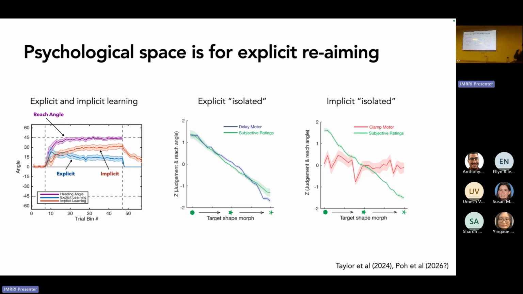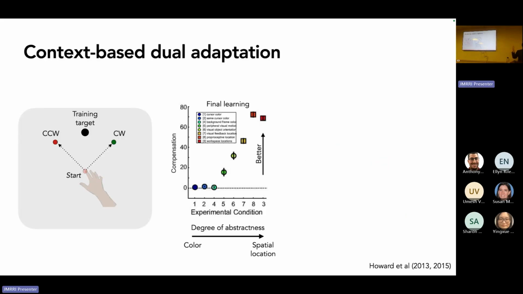And just to put this a little bit to the test, we thought, well, what people have been trying many years to figure out is context-based dual adaptation. So if you're learning a clockwise perturbation versus a counterclockwise perturbation, what kind of contextual cues allow the learning to be linked and separated and consolidated and protected, right? Or do they cause interference? One paper went through the kitchen sink of all the kinds of context that people use. And what comes out is that the degree of abstractness matters.